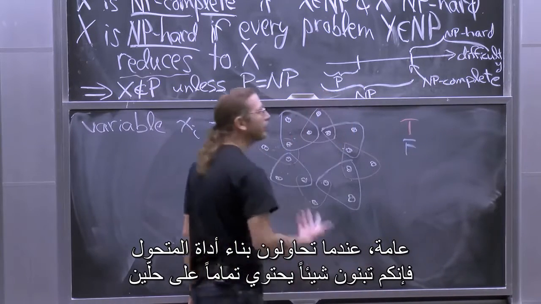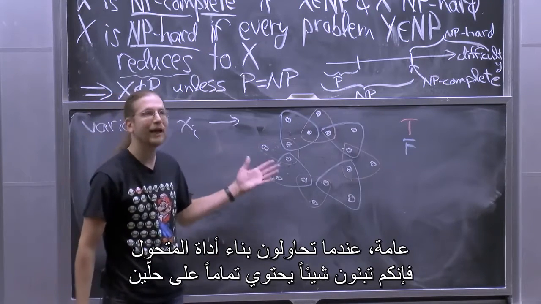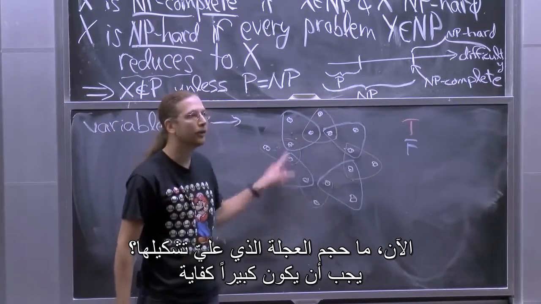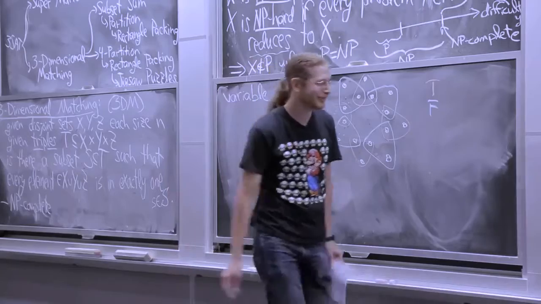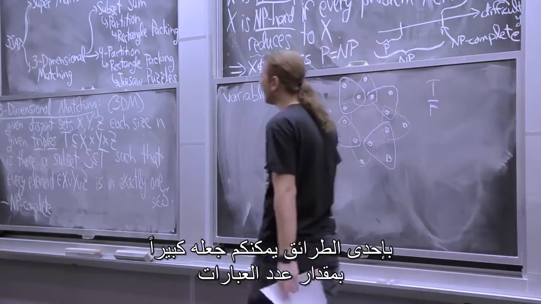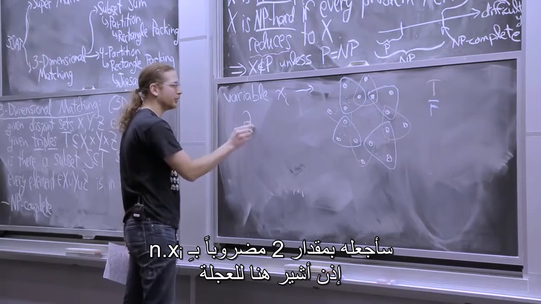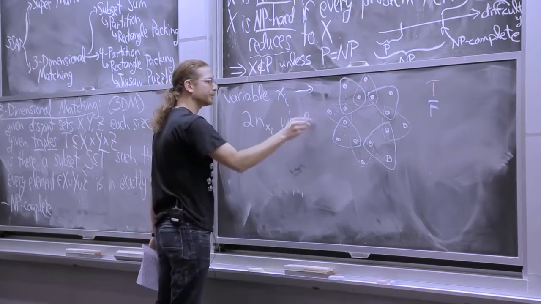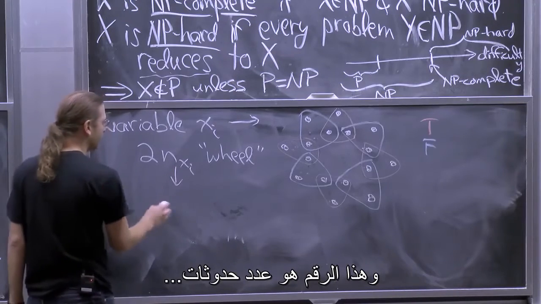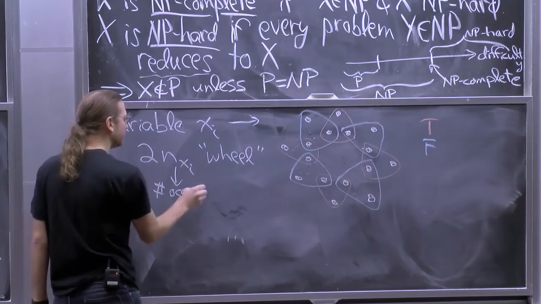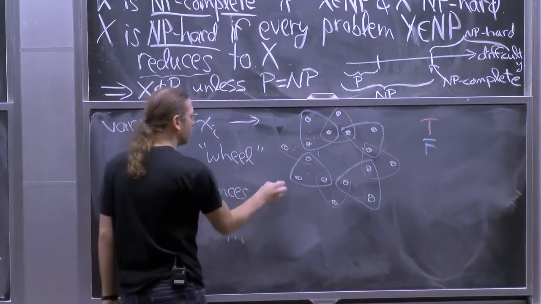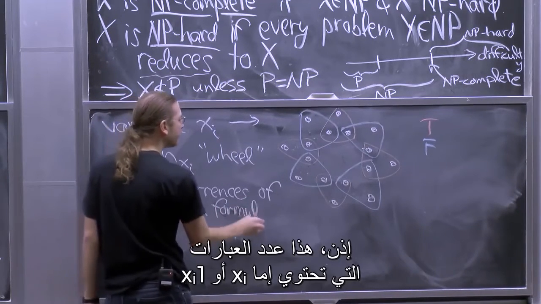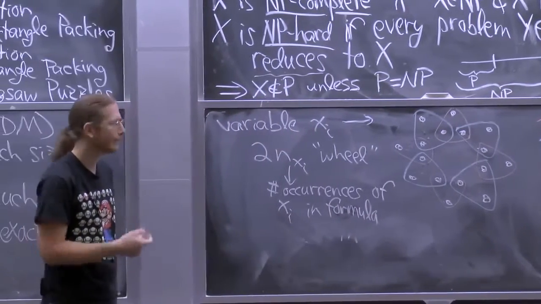In general, when you're trying to build a variable gadget, you build something that has exactly two solutions, one representing true, one representing false. Now, how big do I make this wheel? Big enough. You could make it as big as the number of clauses. I'm going to make it into a 2nxi wheel. And this number is the number of occurrences of xi in the formula. So this is the number of clauses that contain either xi or xi bar.